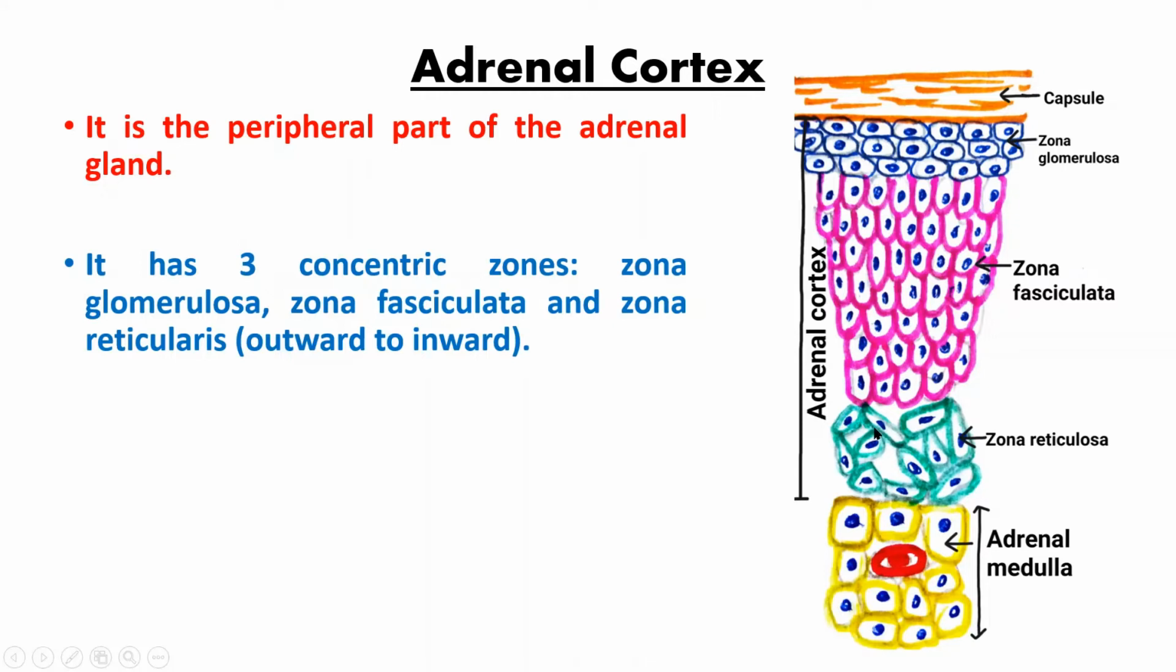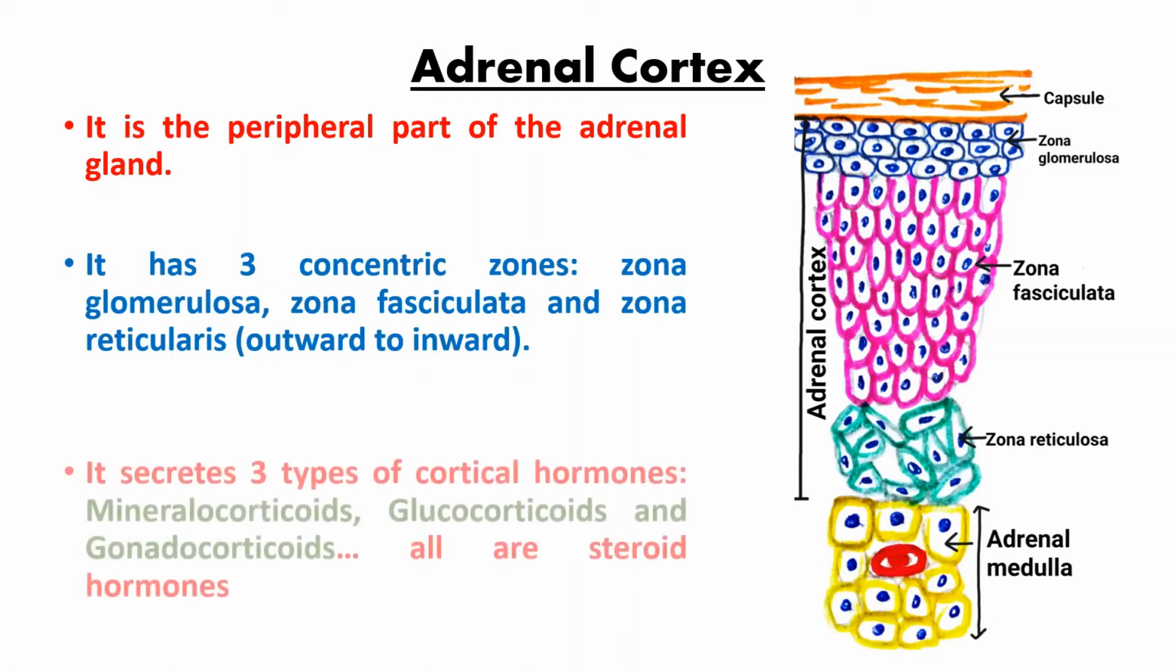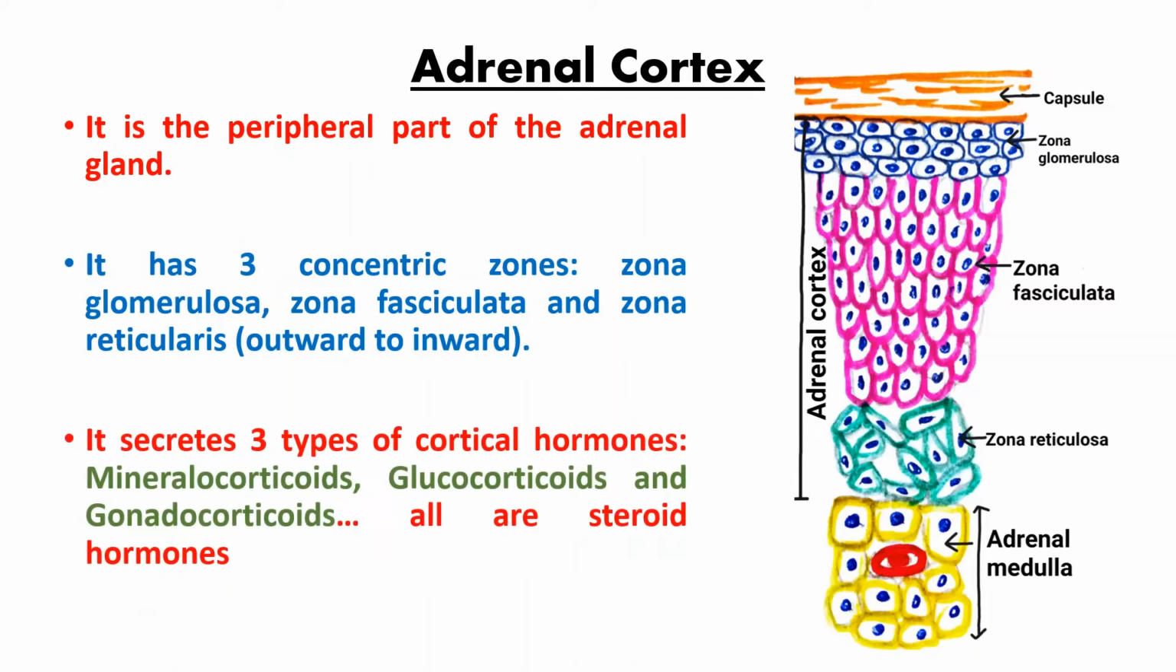So, what are the functions of the cells of these three concentric zones? See, the cells of adrenal cortex secrete steroid hormones. The steroid hormones are of three main types. Mainly from zona glomerulosa, mineralocorticoids are secreted. From zona fasciculata, glucocorticoids are secreted. And from zona reticularis, gonadocorticoids or sex corticoids are secreted. But always remember, all of these kinds of hormones are steroid in nature.